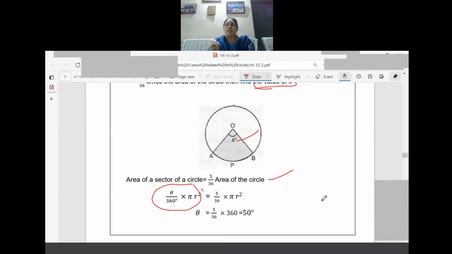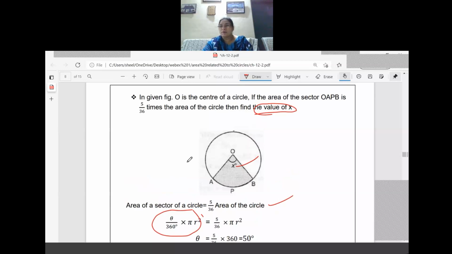So we are getting a relation here, and based on the relation, we are finding the central angle. Once again, I'll read the question. In the given figure, O is the center of the circle. The area of the sector OAPB is 5 by 36 times the area of the circle. So we wrote the condition, substituted the formula, and calculated the central angle. The central angle value is equal to 50 degree.